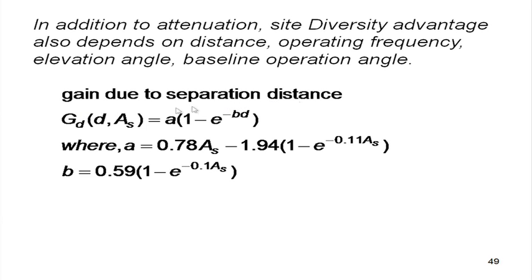Gain due to separation of the distance, GD, is a function of d, distance, and the single site attenuation is modeled with two coefficients, small a and small b: a times (1 minus e to the power minus b d), where a is given as 0.78 As minus 1.94 times (1 minus e to the power minus 0.11 As), and b is given as 0.059 times (1 minus e to the power minus 0.1 As). These are modeled and available from ITU.